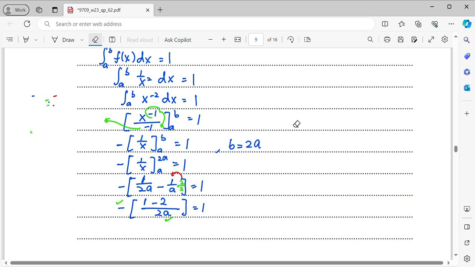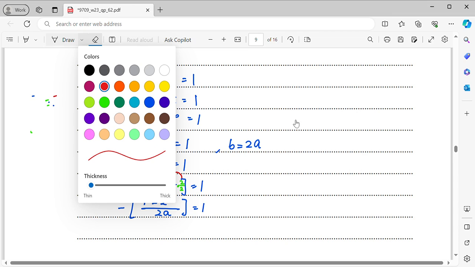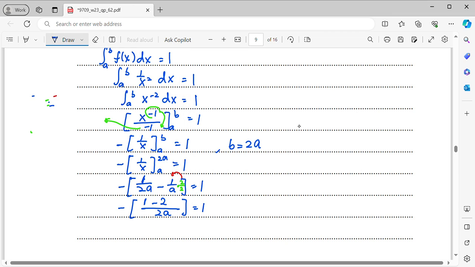So if I simplify, sorry, I overlooked the working just now. From here, it will be negative. This 1 minus 2 is minus 1. Therefore, minus 1 over 2a. Okay, so minus minus is positive. Therefore, this 2a I move up. So 2a equals 1. Hence, my a is going to be half. So that is the solution of this question.